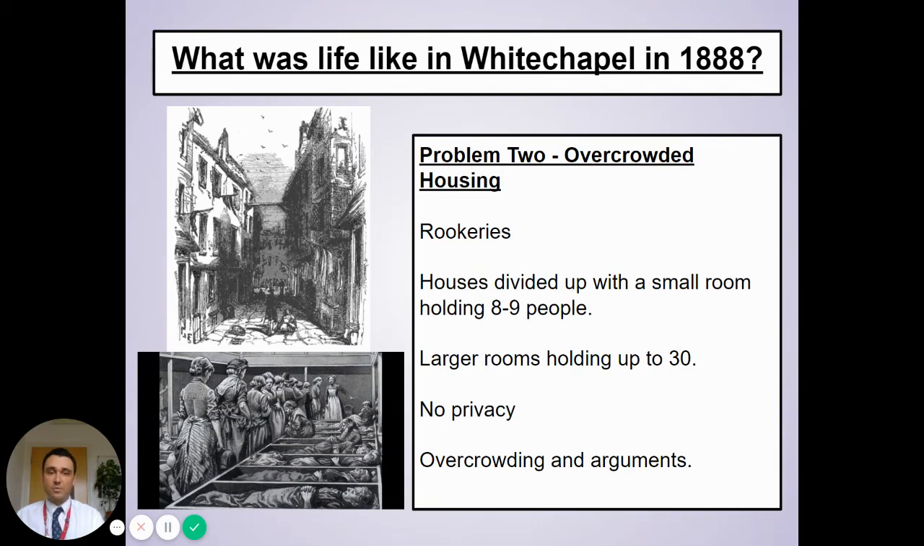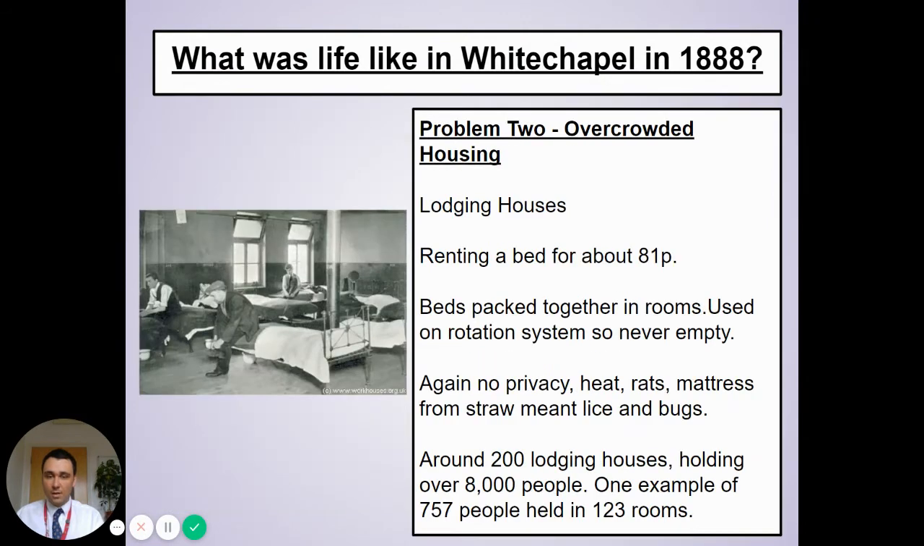Some of the larger rooms in Whitechapel have been recorded to hold 30 people in one room. And as a result, as you can imagine, there was no privacy at all. Lots of families in the same room trying to live, trying to sleep. It would lead to overcrowding, arguments, diseases spreading through people coughing the whole time. It would be an absolute hell living in these places.